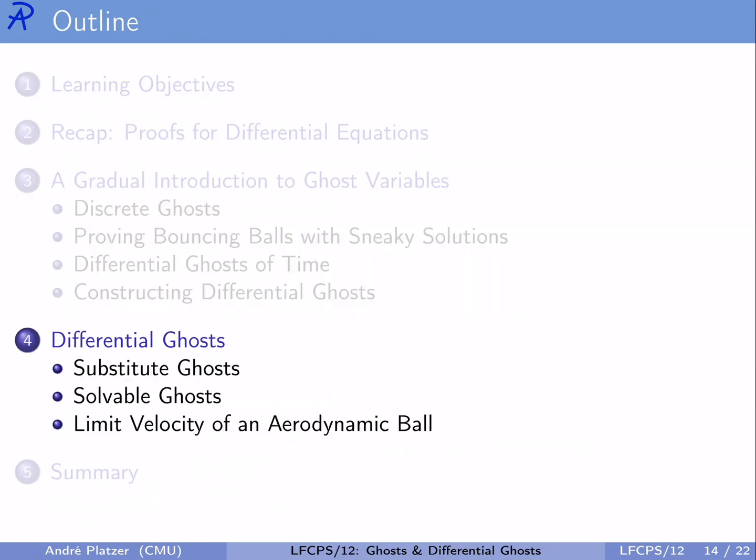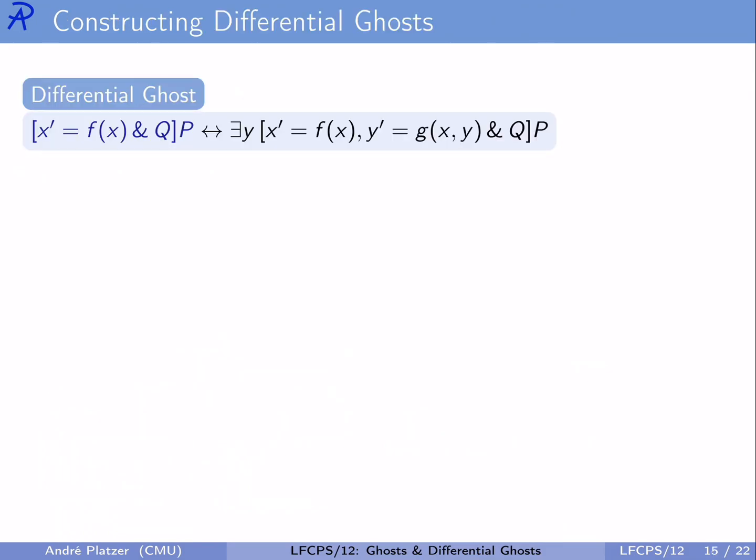Now, after this gradual introduction into ghost variables, let's understand the differential ghost reasoning principle in full. Here was the axiom, the differential ghosts axiom, that says x' = f(x) & Q, and always when we follow this differential equation system here, is P true if and only if P is always true after an augmented differential equation system that has y' = g(x,y) in it, still within the same evolution domain constraint, for some initial value of y. What could possibly go wrong?